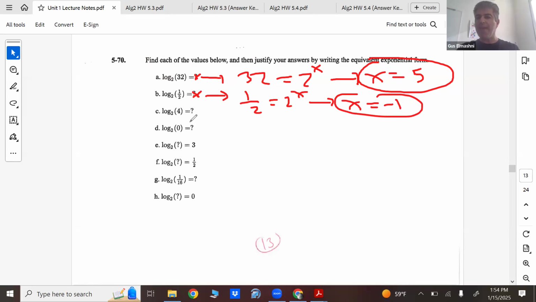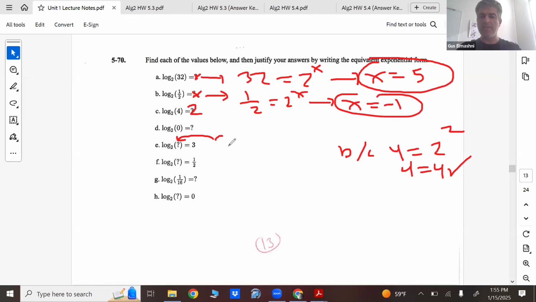So as you get the hang of this, you don't really necessarily need to keep writing out equations and solving for x, but you can if you want. What do you think c is going to equal? 2. Yep. That's because 4 equals 2 squared. We know this. Okay, we'll come back to D in a moment. What do you think I'm going to put in the question mark for E? 8, yes.